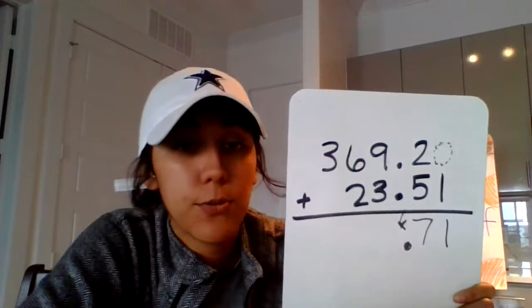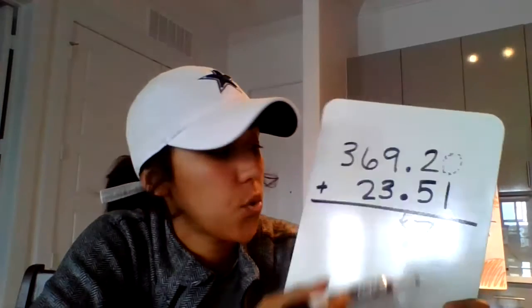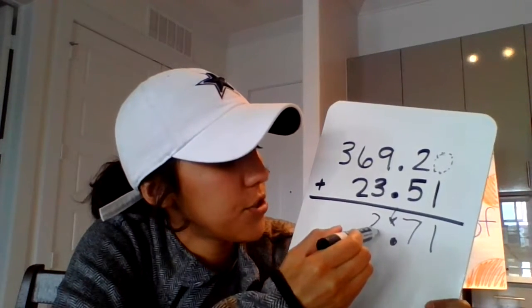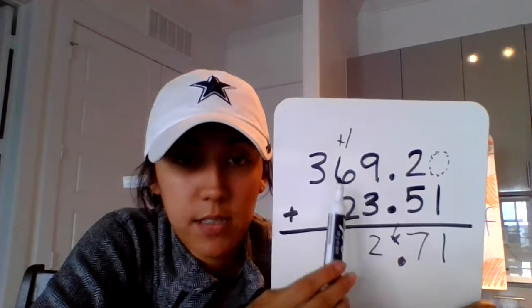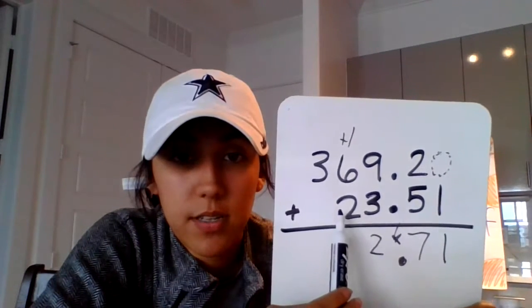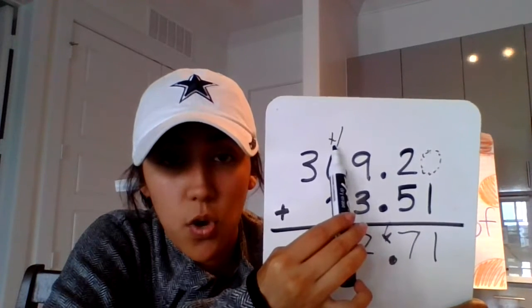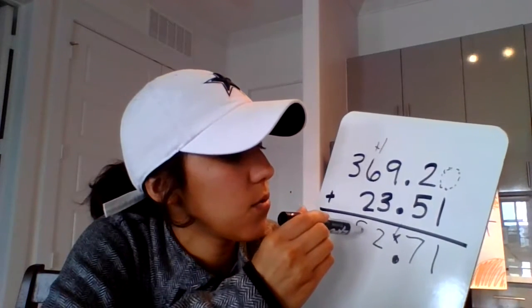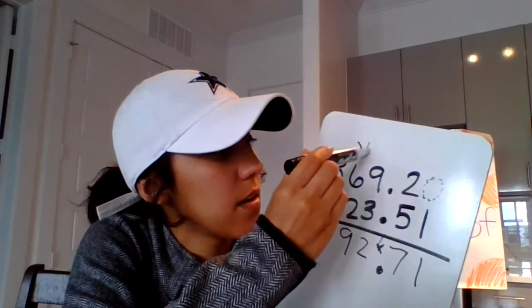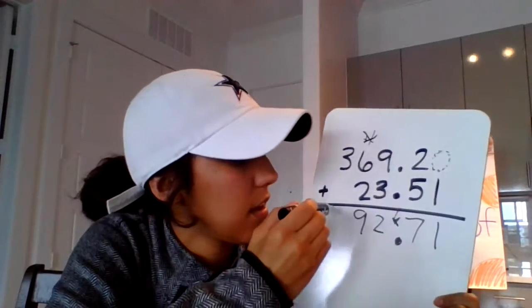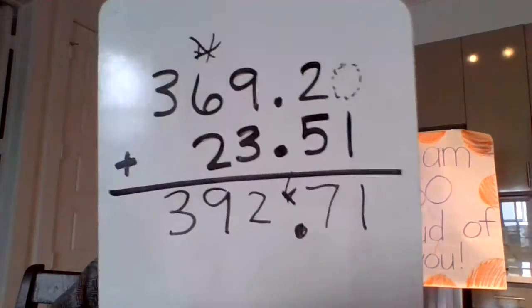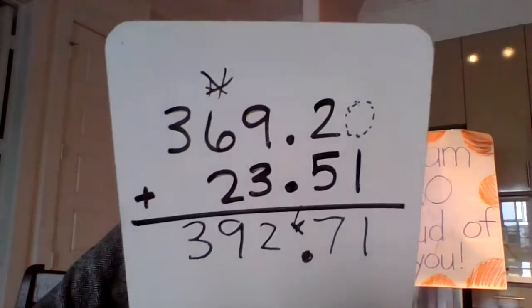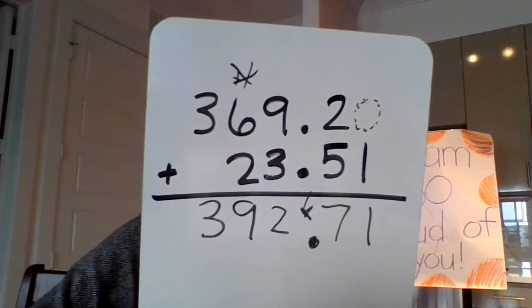9 plus 3 equals 12. We're going to drop the 2, carry the 1. 6 plus 2 equals 8 plus 1 equals 9. And 3 plus nothing equals 3. Boys and girls, your final answer is 392 and 71 hundredths.